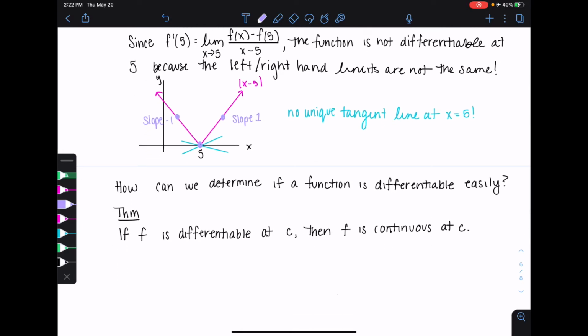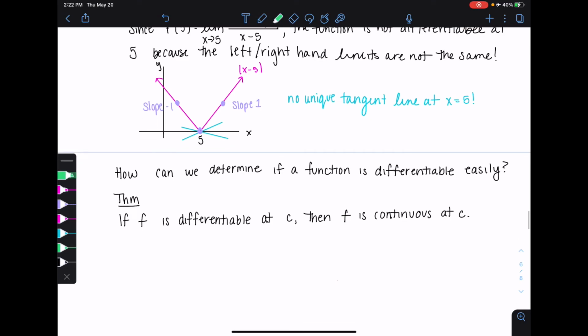The other thing that we need is we have to have continuity. I have to be able to draw a tangent line. So that means I have to have a nice smooth curve through that point. So differentiability is really strong. If your function is differentiable at a point, then you're guaranteed it's continuous there. So it's really strong.